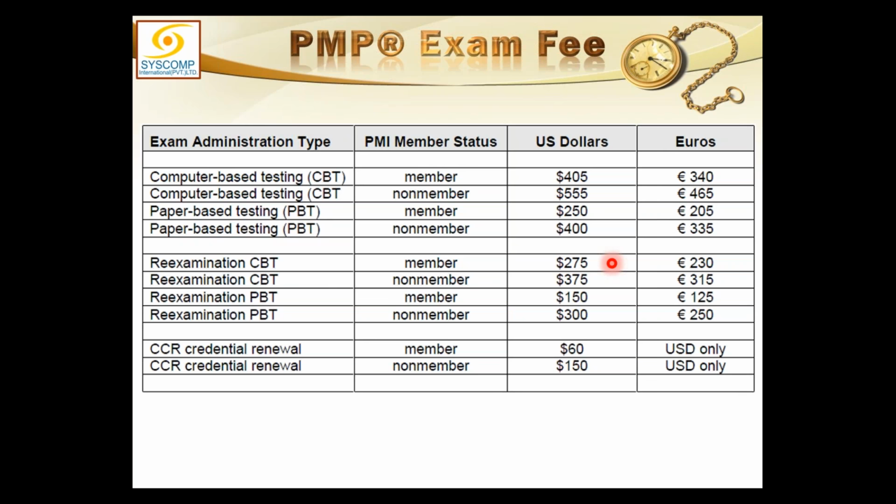That means about 130 dollars is reduced. But if you are not a member, you have to pay $375. So if you are a member, I think you will take advantage of this also. And after that, once you become a PMP, then for members, the renewal fee of PMP after every 3 years is $60 only, whereas for a non-member it is $150. Even if you are not a PMI member, you still can maintain your PMP credential, but by paying $150 every 3 years.